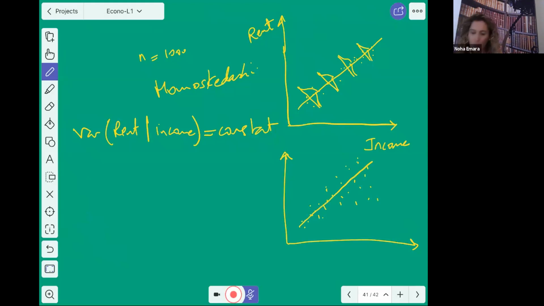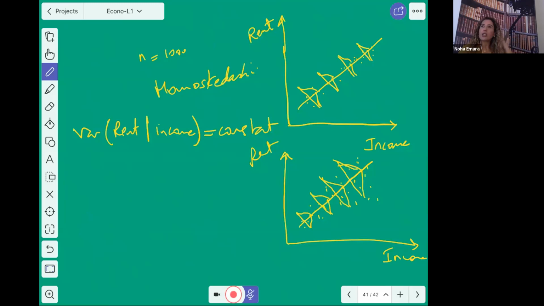We don't say anything about the direction of the relationship. Again, as income increases, rent increases, but it makes more sense that the variation at low levels of income is tighter than at high levels of income. I'm sorry, I should have a nicer graph, but it gets wider and wider because people get more and more options.